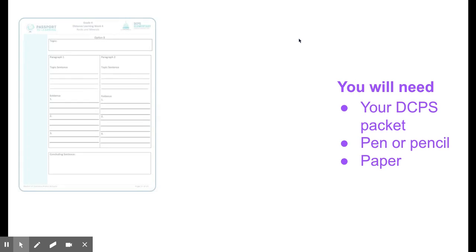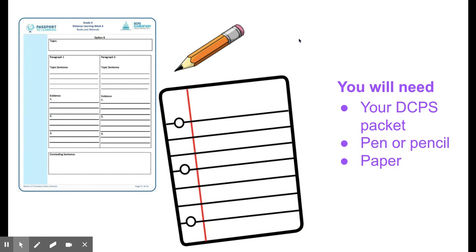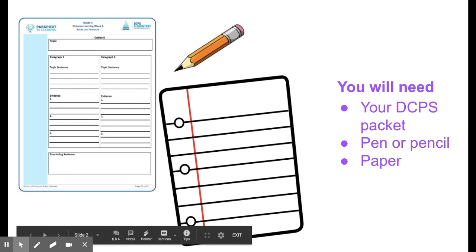In this lesson, you will need your DCPS packet, a pen or a pencil, and some paper just to jot down some notes. Specifically, you want to focus on this paper. It's our planning sheet for our essay.